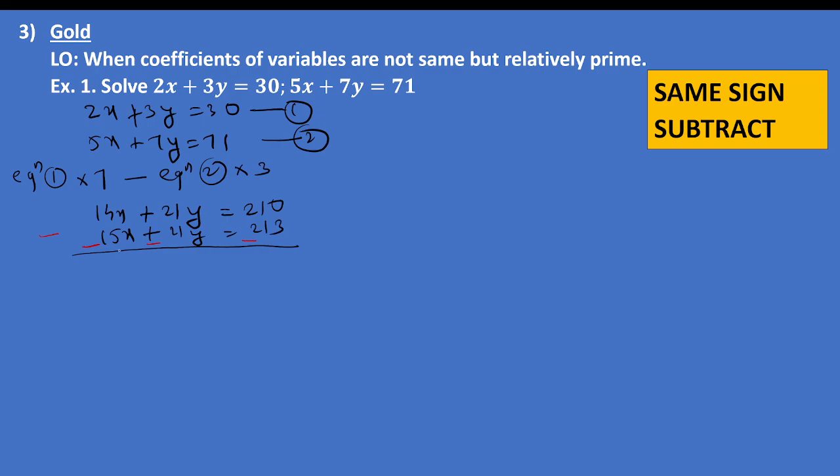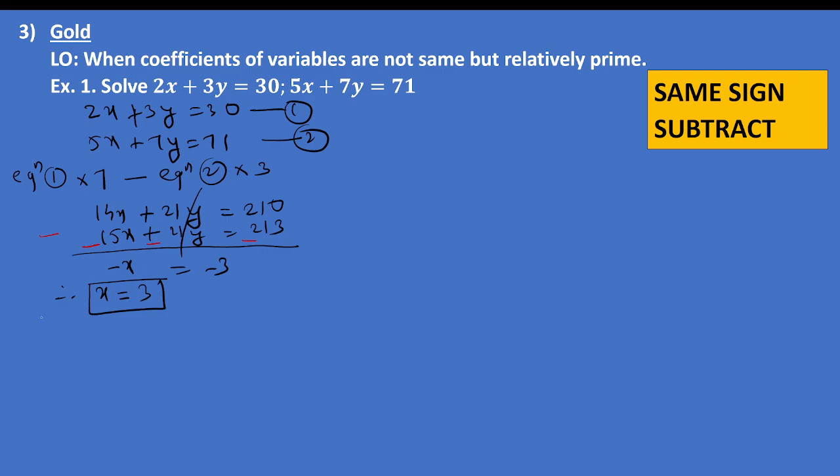So 14x minus 15x, what I'm gonna get is minus x, and the y terms will get eliminated automatically. So 210 minus 213, it is minus 3. So the answer which I'm getting here is minus x equals to minus 3. However, the answer which I desire is x, not minus x. So x equals to 3. Now we got one variable value.